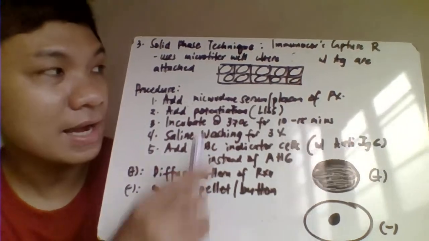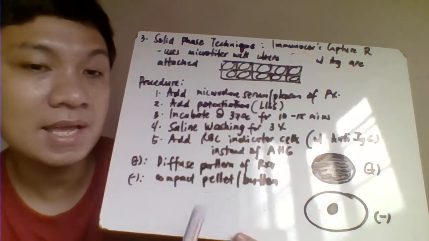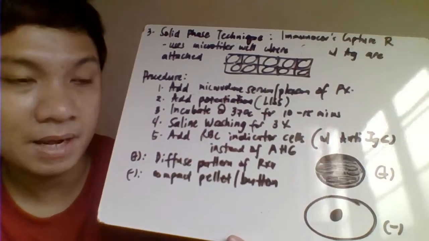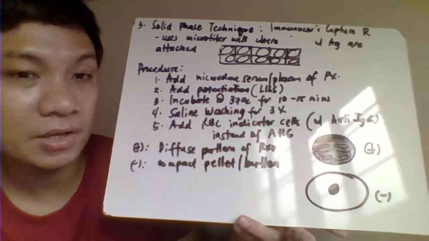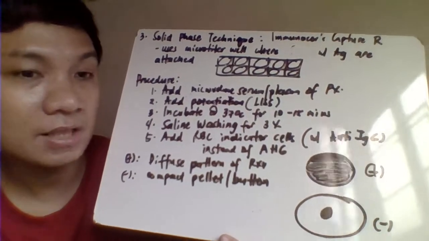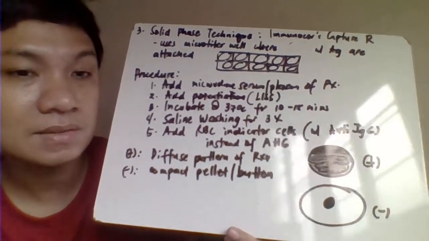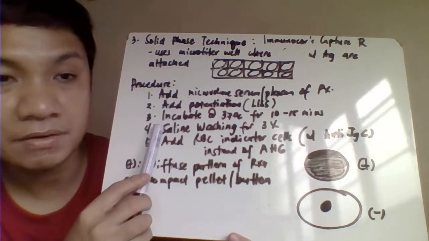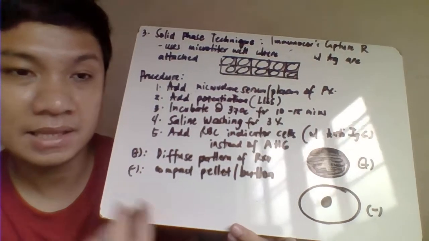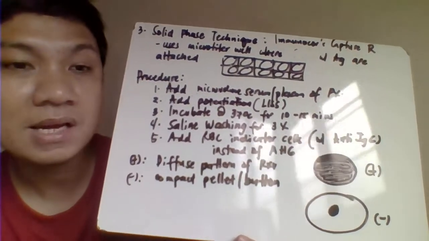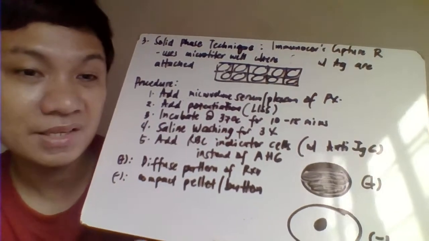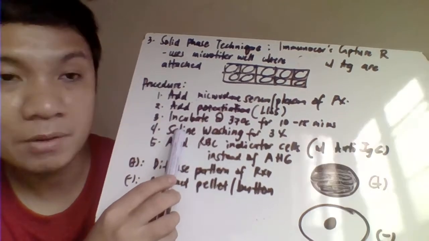So, procedure for that, since naka-attach na ang ating mga panel cells dito, mga antigen natin, just need to add a microvolume ng ating sample, be it serum or plasma. And then after that, you'll still need to add your LISS as your potentiator. And then incubate at 37 degrees Celsius for 10 to 15 minutes. After that, perform saline washing for 3 times. Your tube technique and your solid phase adherence would have the washing step procedure. Your gel technique, wala siyang washing step.